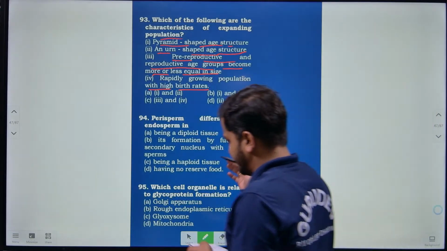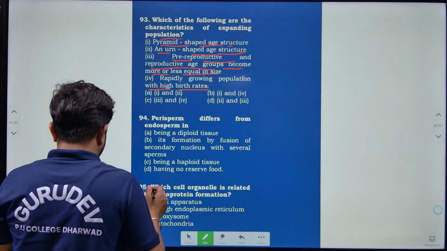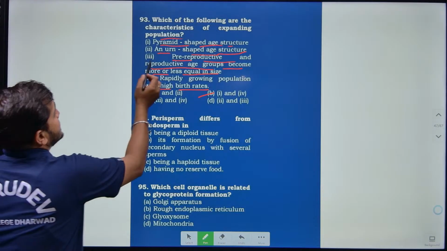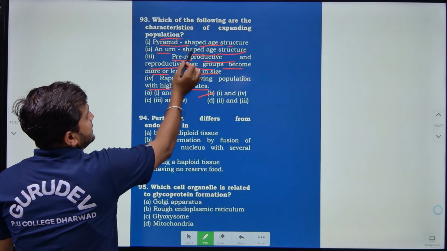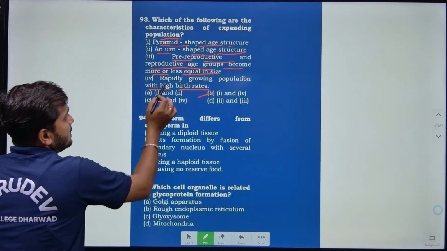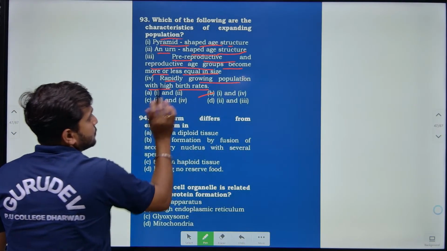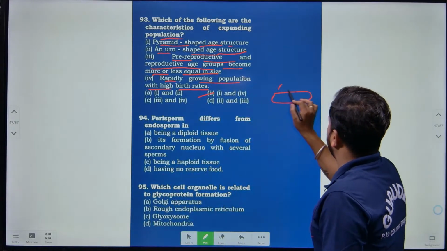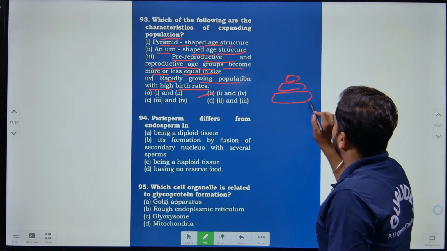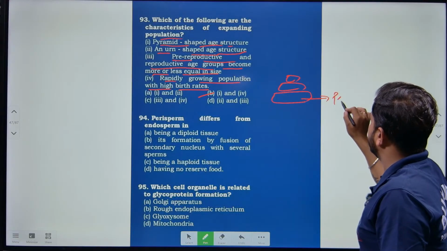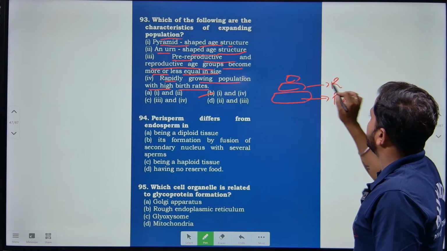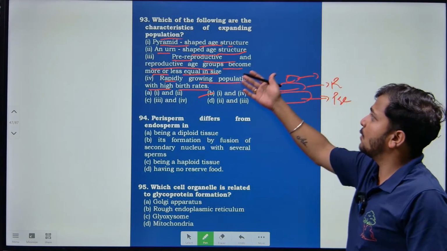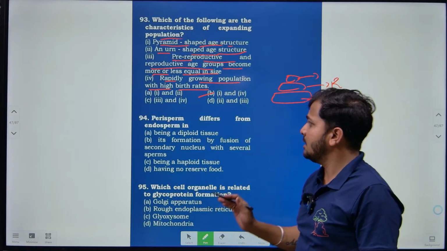According to that, the answer is B, that is 1 and 4 are correct. That is the pyramid shaped age structure, and a rapidly growing population with a high birth rate. So it actually shows a pyramid structure, right? What we consider here is the pre-reproductive stage, then the reproductive stage, and the aged one. So based on the age structure only, we find out the expanding population.